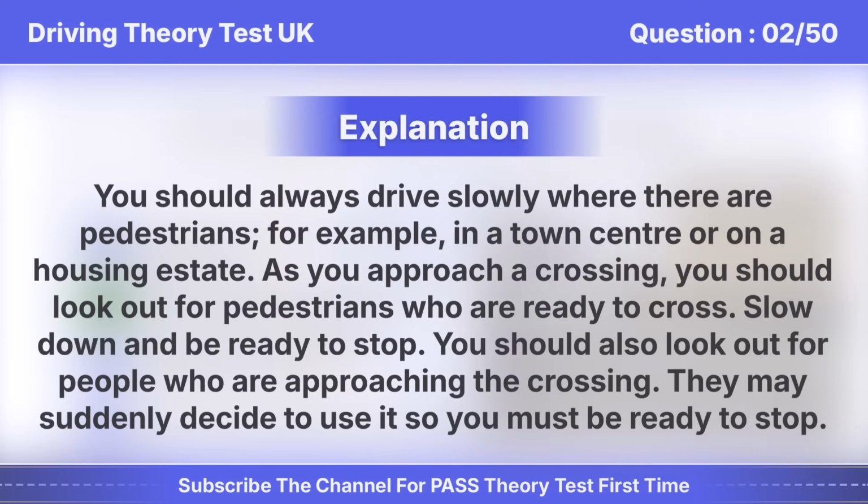You should always drive slowly where there are pedestrians, for example, in a town centre or on a housing estate. As you approach a crossing, you should look out for pedestrians who are ready to cross. Slow down and be ready to stop. You should also look out for people who are approaching the crossing. They may suddenly decide to use it, so you must be ready to stop.